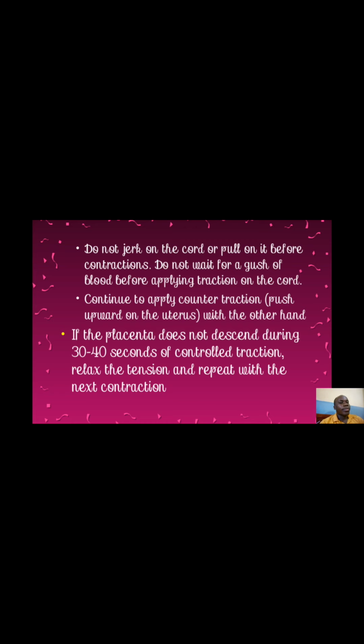Kwamba kama placenta does not descend, haidescend ndani ya sekunde 30 hadi 40 na unafanya hiyo controlled contraction, lazima urelax kwanza, usubiri another contraction pale mama atakapoanza tena kusukuma.